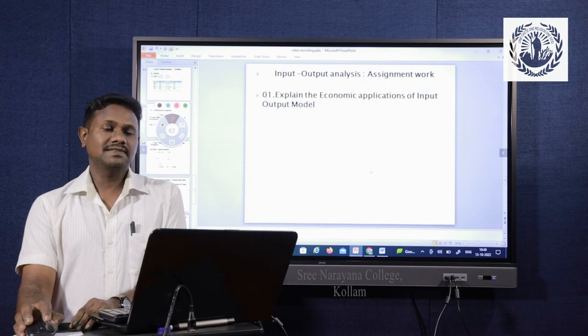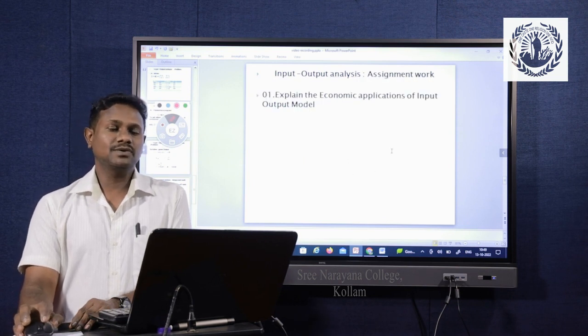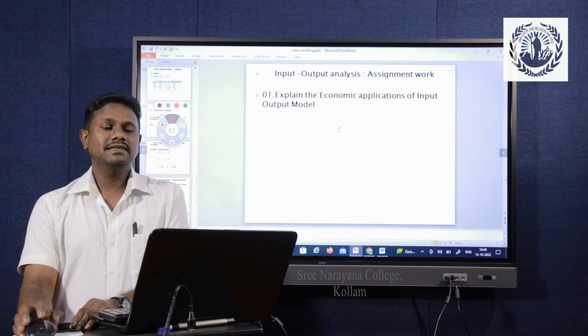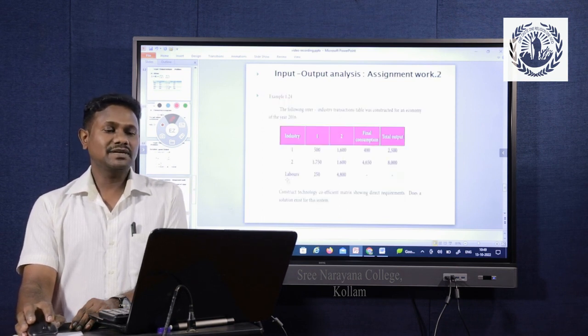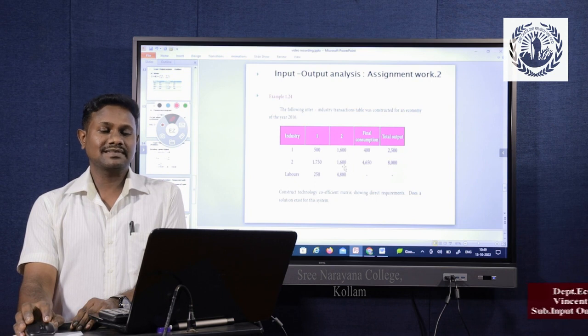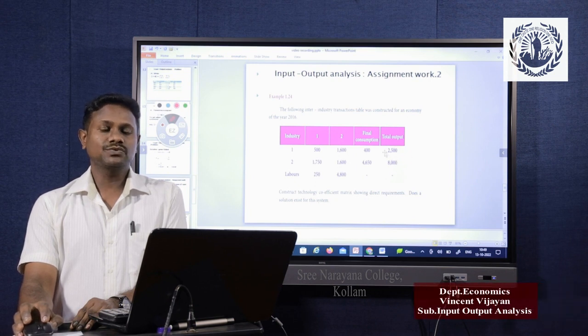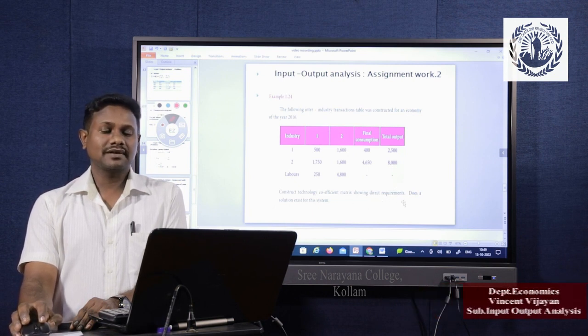As a part of this class, I am giving two assignments. Assignment 1: explain the economic implications of the input output model. Assignment 2: this is an input output table. For industry 1 and 2, the input requirements are 500, 1750, 1600 and 1600, and the total output is given as 2500 and 8000. Construct the technology coefficient matrix showing direct requirements.